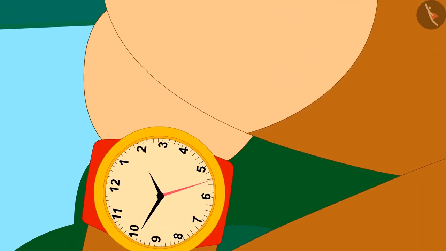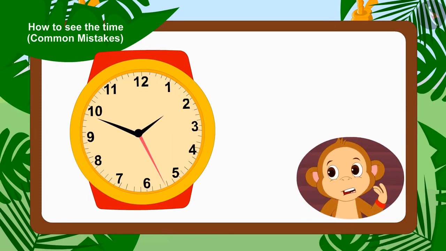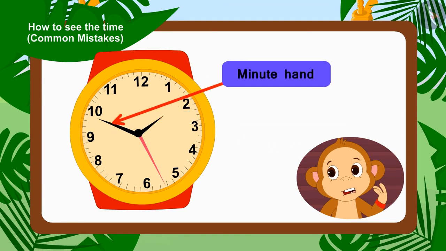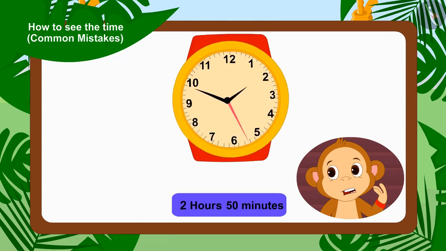When Babban saw the time in the watch, the needles of the watch were like this. Babban thought that the hour needle between 1 and 2 is very close to 2. Hence, 2 hours have passed and the minute needle is on number 10, or 10 times 5, 50 minutes have passed. So the time is now 2 hours and 50 minutes.